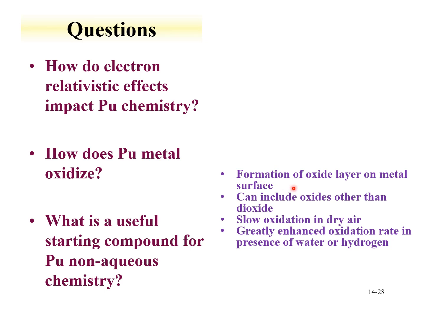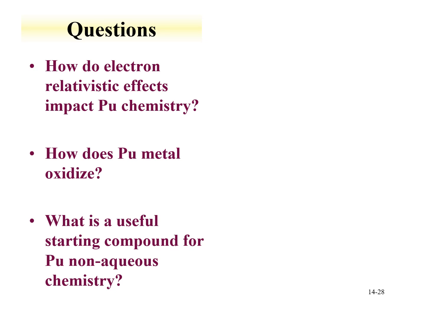These oxides can be other than the dioxide, so the trivalent oxide can also form. There's also some trends. For instance, there's slower oxidation in dry air, or if you form the hydride, which can be formed with obviously with hydrogen presence, or also the presence of water with radiolysis forming hydrogen. You can get a much greater oxidation rate in the presence of the plutonium hydride species.